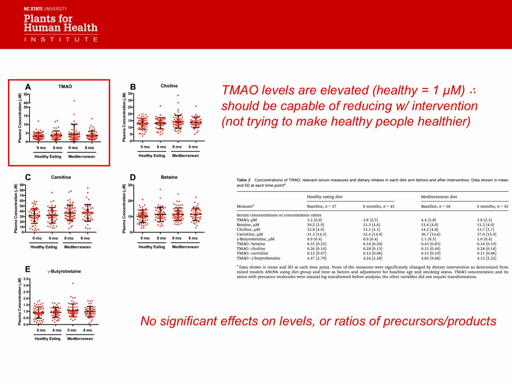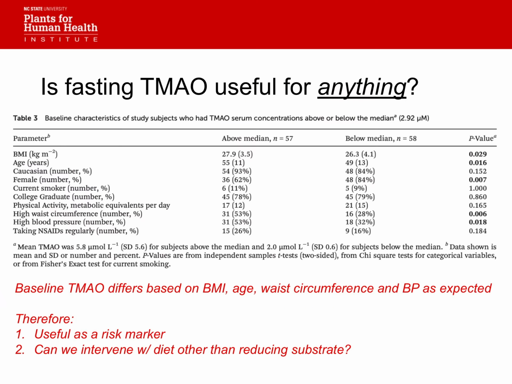These subjects are at higher risk for cardiovascular disease, right? Look at all these values up here in the 3s, 4s, 5s, and even greater. So it's not like we're trying to make healthy people healthier. We're taking people that could actually benefit from a reduction in their TMAO levels, but we're just not able to do it, okay? So is fasting TMAO useful for anything?